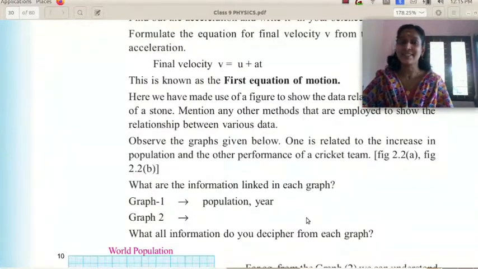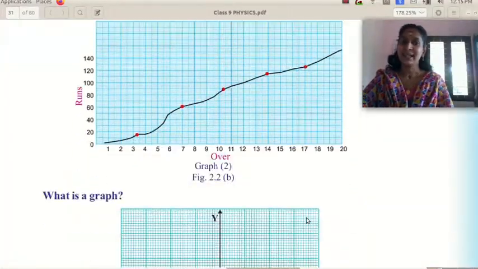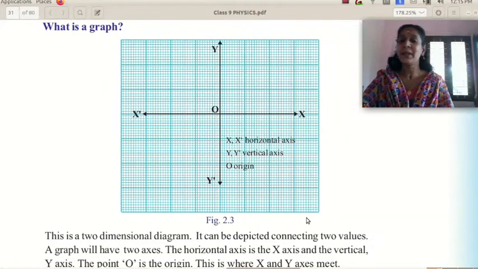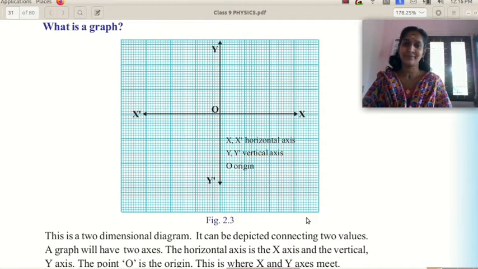In the previous class we discussed playing cricket. While watching a cricket match on TV, some graphs are shown, isn't it? From that graph we can understand how many runs each team scored and how many overs have elapsed, isn't it? Who is your favorite cricket player? Some of them like Kohli, some of them like Dhoni, likewise, isn't it?